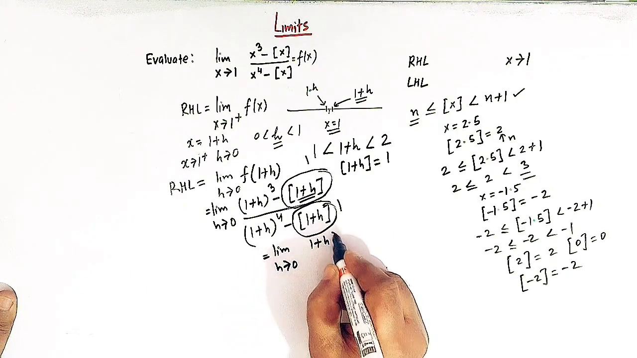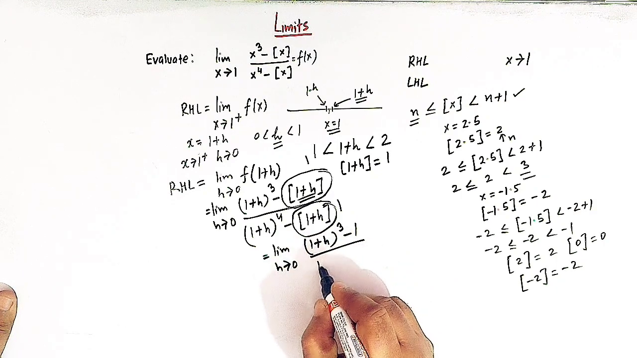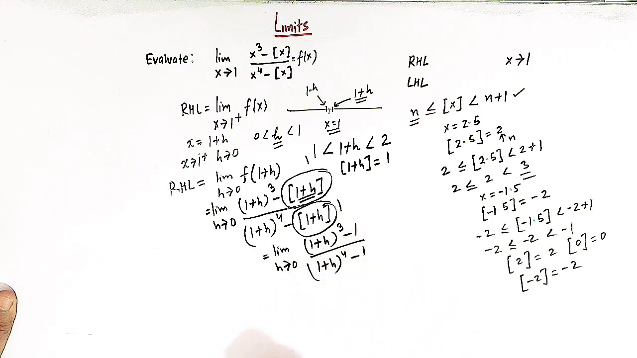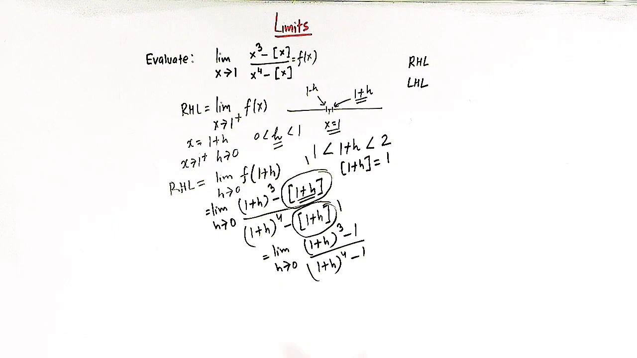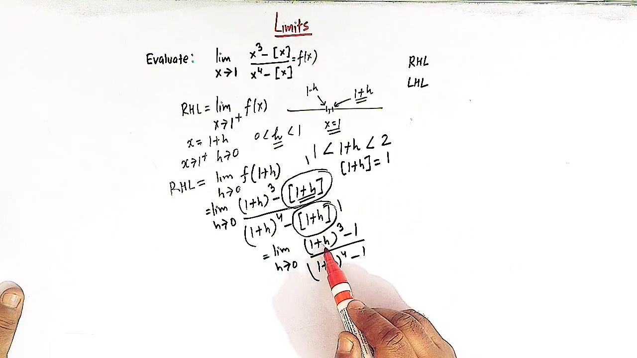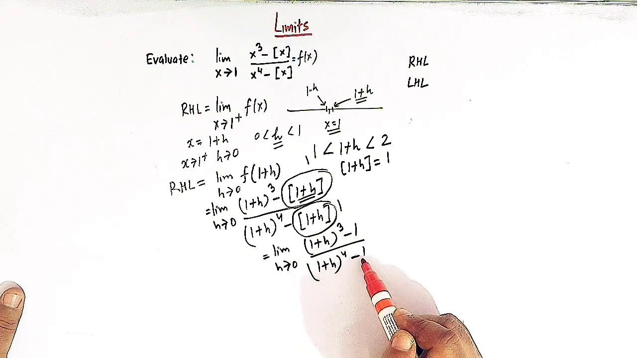limit h tends to 0, and we have (1 plus h) cube minus 1, and here we have (1 plus h) raised to 4 minus 1. So now we have this rational expression in terms of h: (1 plus h) cube minus 1 over (1 plus h) raised to 4 minus 1.